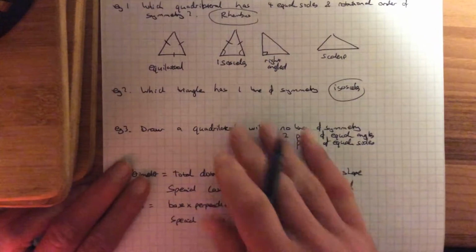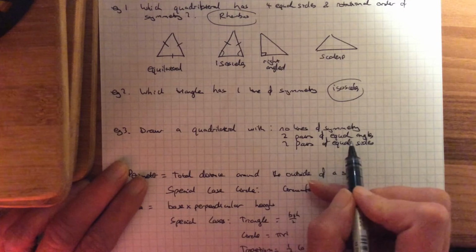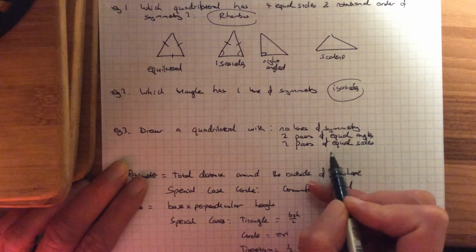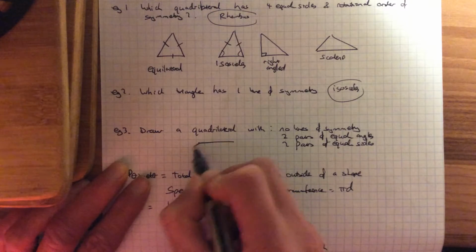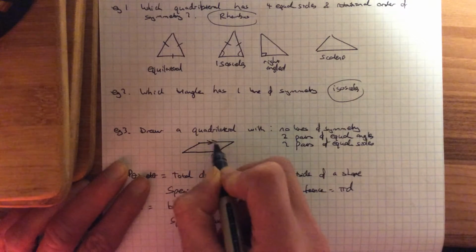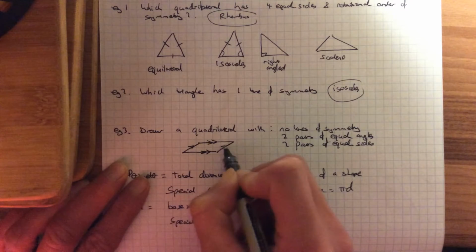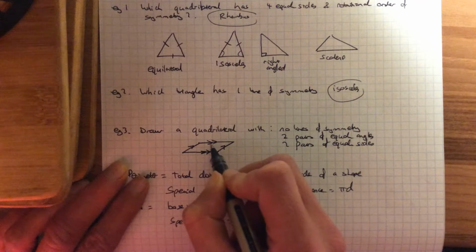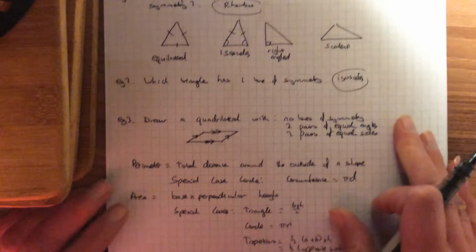Example 3. Draw a quadrilateral with no lines of symmetry, 2 equal angles, and 2 pairs of parallel sides. Well, that is your parallelogram. Because you've got 2 pairs of equal sides, 2 pairs of parallel sides, and no lines of symmetry. Notice the way you use double-headed arrows for one set and single-headed arrows for the other.